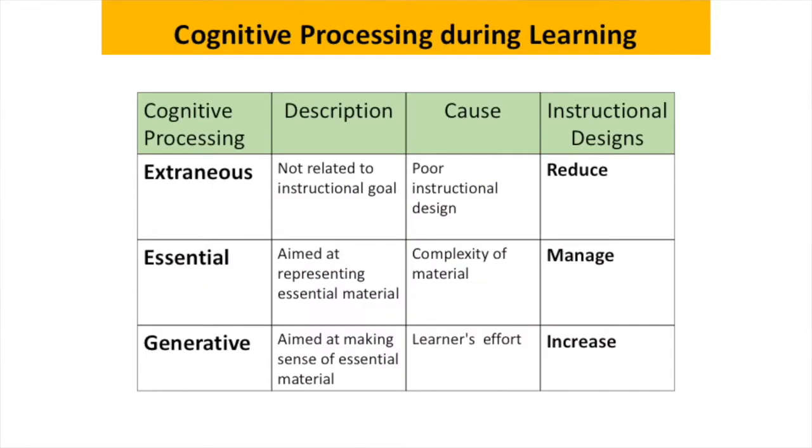Some of these are the cognitive processing that takes place in a learner. For example, something called extraneous processing. In this case, we want to reduce anything that's extra, because that extra is a cognitive load upon our memory. So we are trying to reduce this. And the cause of this is poor instructional design.